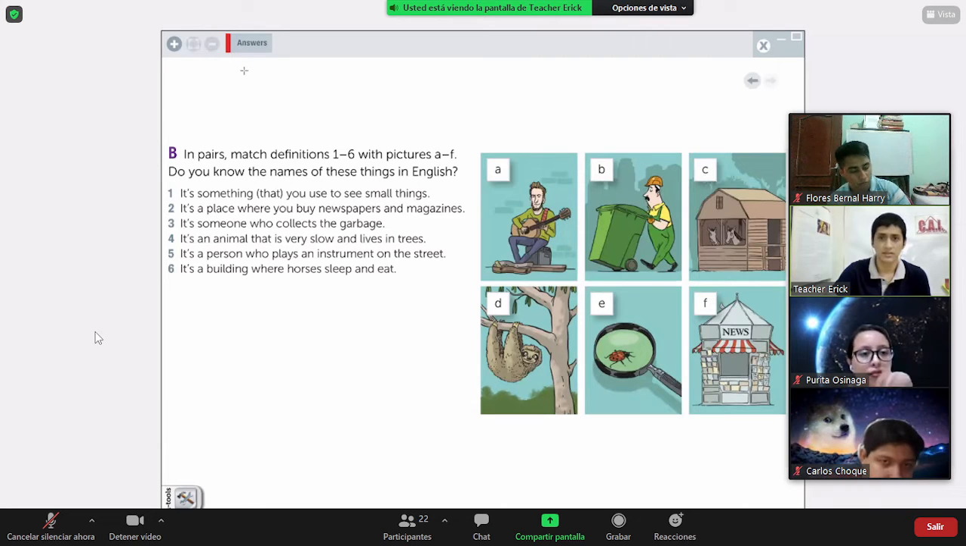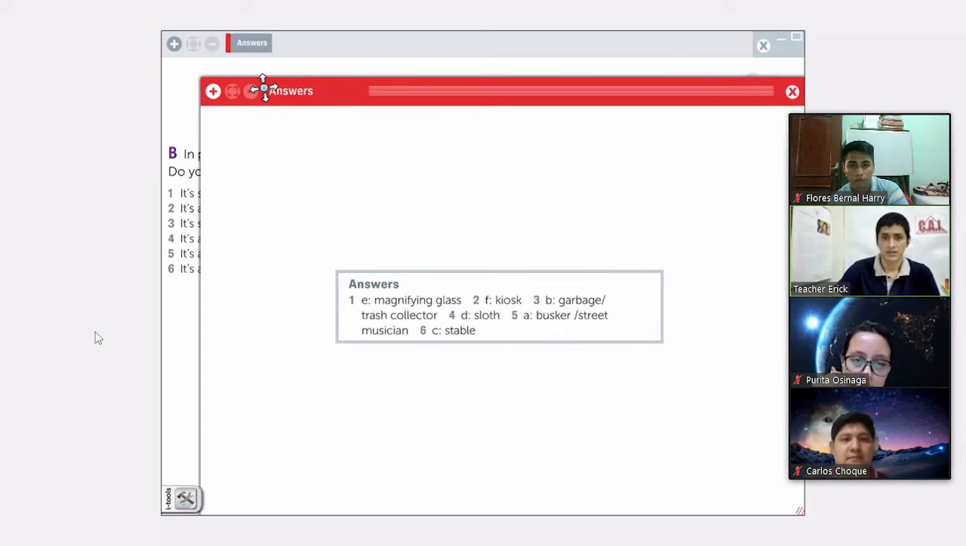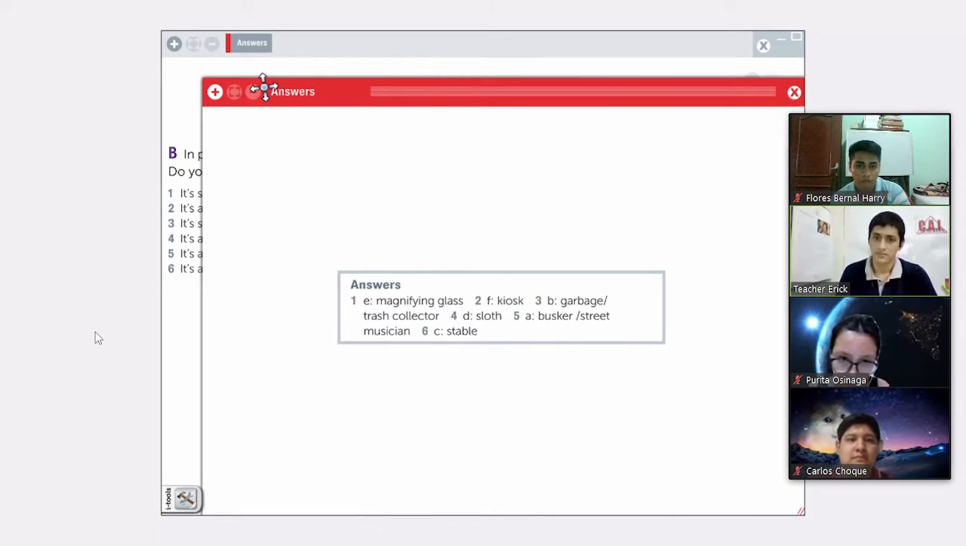Okay, I'm going to show you the answer. Let's see. Number 1, magnifying glass. Number 2, kiosk. Number 3, garbage or trash collector. Number 4, sloth. 5, busker or street musician, and stable, right?